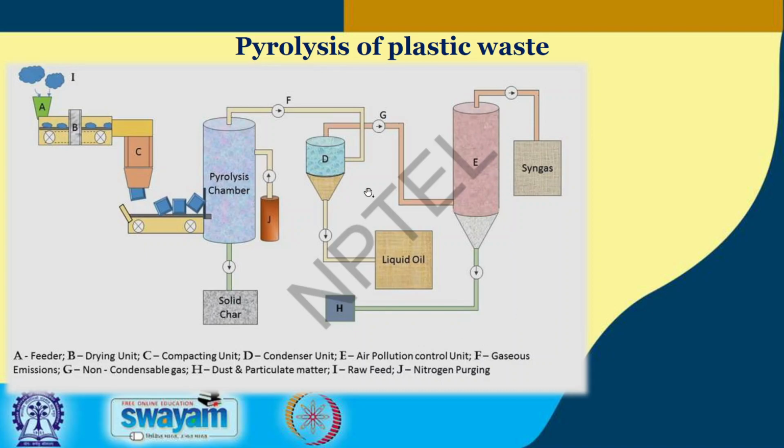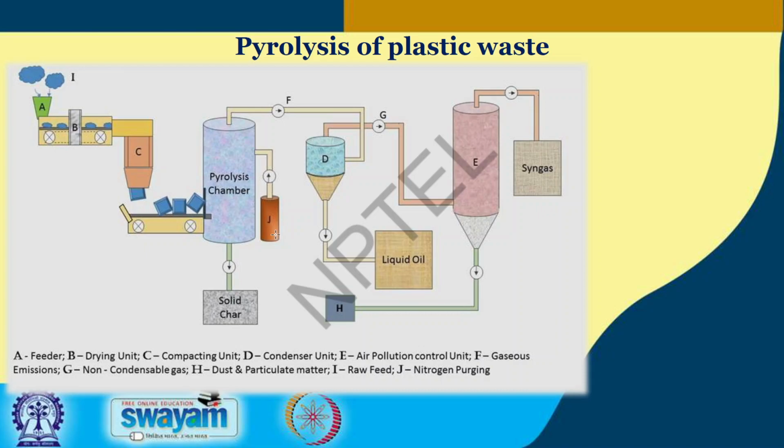J will be nitrogen purging, because this process is happening in the absence of oxygen. So we have to give nitrogen. We have to purge nitrogen to maintain the environment, so this is happening in a nitrogen environment. So this is the whole process of pyrolysis.